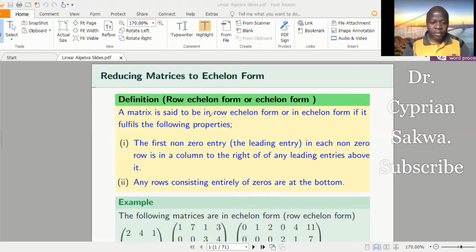Now, let's just note that we say that a matrix is in row echelon form, or somebody may opt just to say that it is in echelon form. So the two mean the same. Row echelon form and echelon form mean the same thing. We just need to look at a few examples to ensure that the two properties, property 1 and property 2, are clear to us.